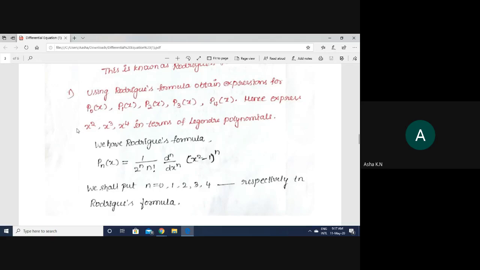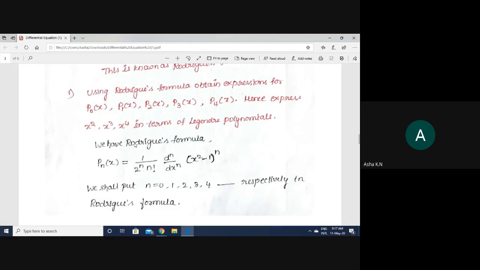Hence express x square, x cube, x power 4 in terms of Legendre polynomials. Okay, Legendre polynomials are these, like P0, P1, P2, P3, these what we have. These are the expressions for Legendre polynomials. So finally they are asking us to represent x square, x cube, x power 4 and all those things in terms of Legendre polynomials.